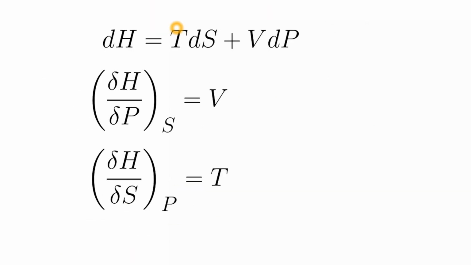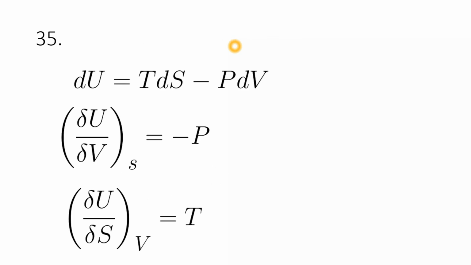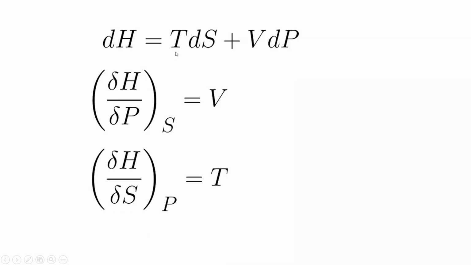Next, we will check for enthalpy. For enthalpy, it is dH is equal to TdS plus VdP. It can also be derived from these equations, since H is equal to U plus PV, and in differential form, it will be dH is equal to dU plus PdV plus VdP. If you put dU is equal to TdS minus PdV, you will ultimately get TdS plus VdP. Del H over del P at constant entropy will be V, since the TdS term will be 0, and del H over del S at constant pressure will be equal to T, since the VdP term will be 0.